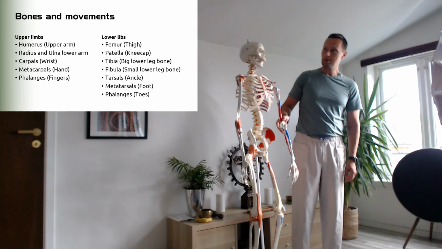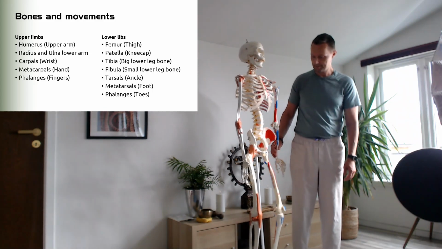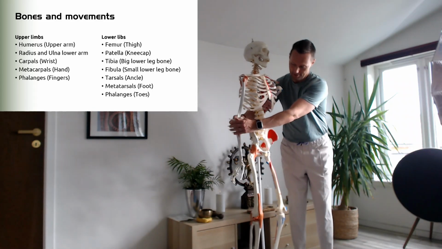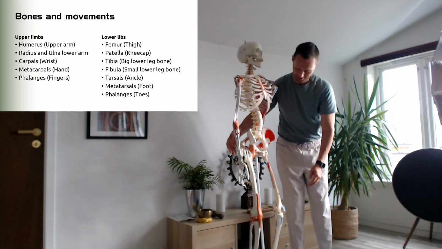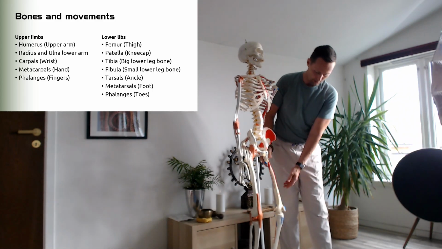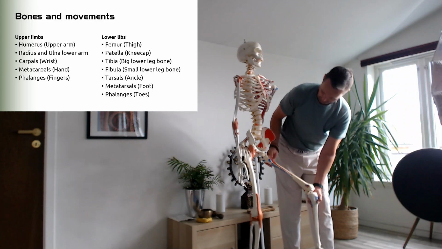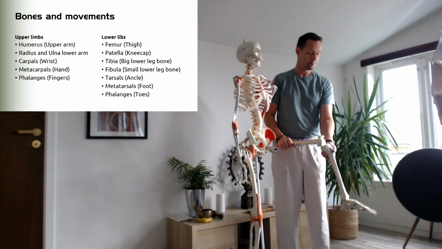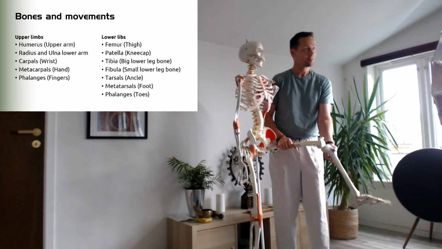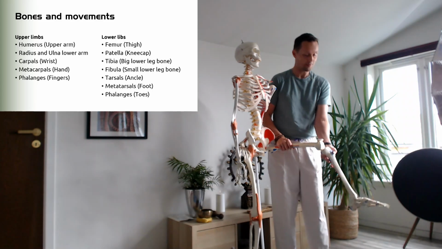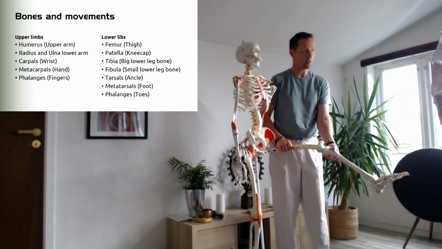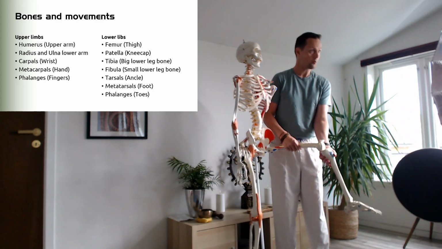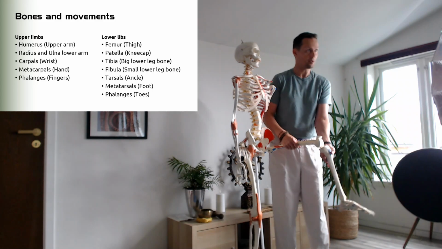Okay, moving to the lower limbs. It's not so different. So, for the lower limbs, what is creating movement here? There's a joint and the muscles. We have the joint here, and we have the muscles pulling on either side, attached to the thigh bone, the big leg bone, right?